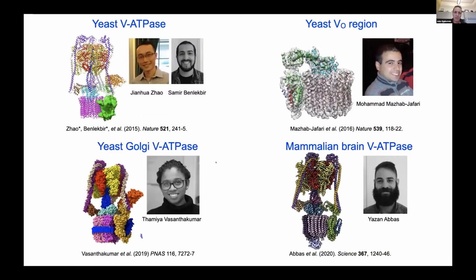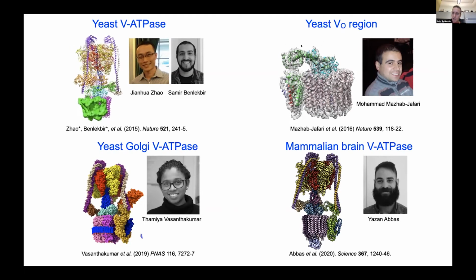a quick overview of some recent structures, starting with the work of Jinhua Zhao, now at the Sanford Burnham Research Institute in San Diego, where he was able to separate out the different conformations of the enzyme as it goes through its rotary catalytic cycle. The work of Mohammad Mazhab-Jafari, who was able to get our first high-resolution structure of the membrane region of the V-ATPase. In fact, the first high-resolution structure of the membrane region of any of these rotary ATPases. And he did that by getting rid of the catalytic region and doing a high-resolution cryo-EM structure of just the membrane-embedded region.